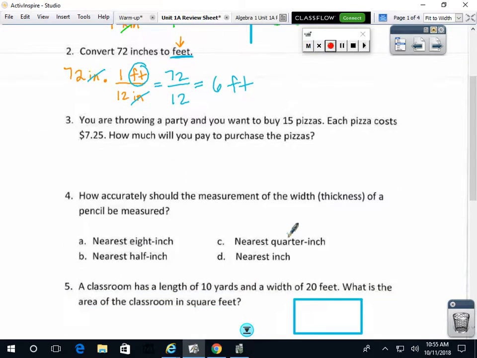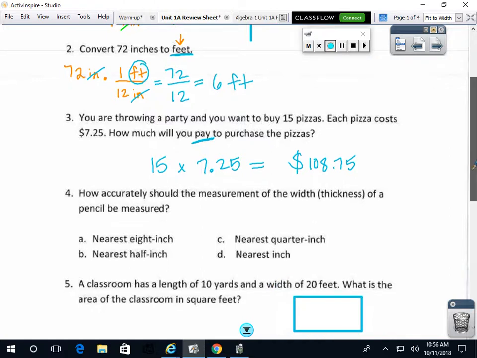All right, number 3, you are throwing a party and you want to buy 15 pizzas. Each pizza costs $7.25. How much will you pay to purchase the pizza? Hold on, Madison, you got a question or you want to answer? Okay, what's the answer? Right, and how did you get that? Right, you're buying 15 pizzas and they're each $7.25. So to figure out how much you have to pay for all of it, you multiply those, and that's how she got that answer. Pretty easy. Why? You thought it was harder than it was?